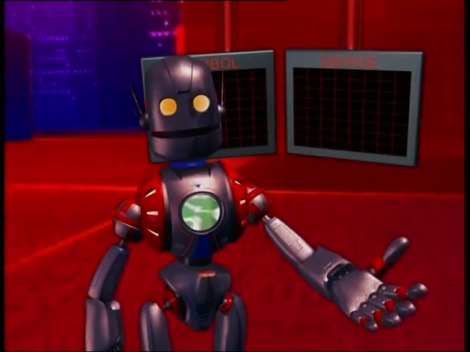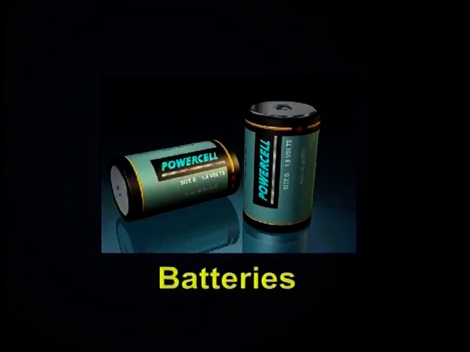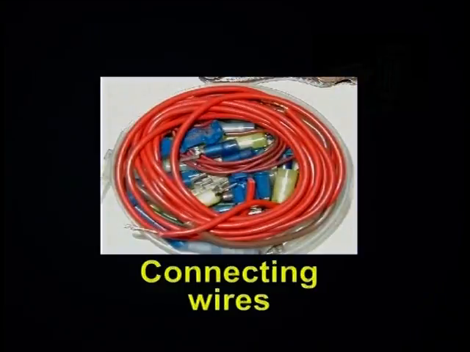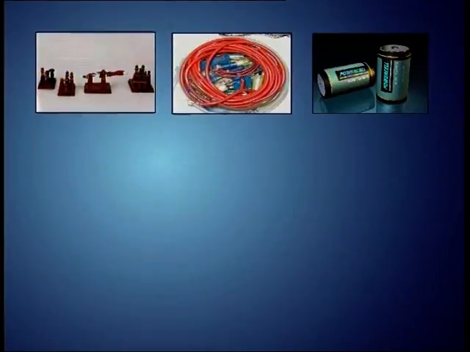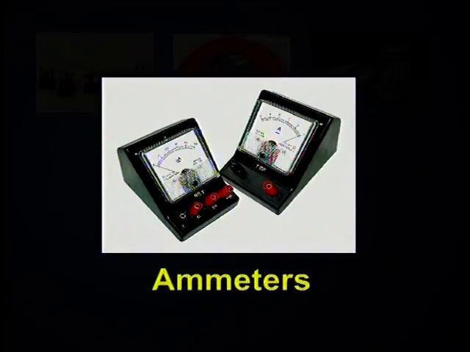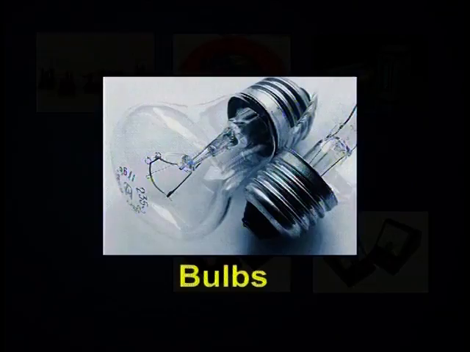Do you know what parallel and series circuits are? They are made up of batteries, connecting wires, and electrical components such as switches, ammeters, voltmeters, and bulbs.